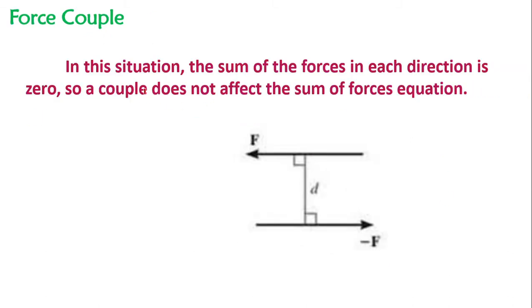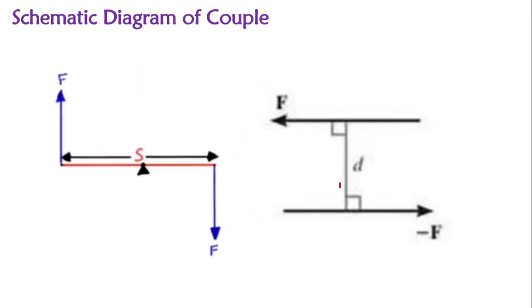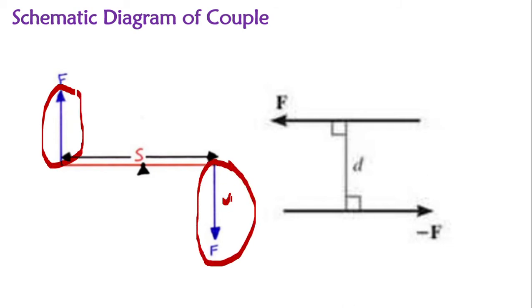So sabi diyan, in this situation, the sum of the forces in each direction is 0. So a couple does not affect the sum of forces in that particular equation. Okay, next. So we have here, okay, sir, sabi mo kanina kailangan magka-parallel sa isa't isa. Pwede rin to, di ba? Parallel din siya sa isa. Same magnitude, different direction, and then meron silang perpendicular distance. So, parehas din siya. Okay, next.